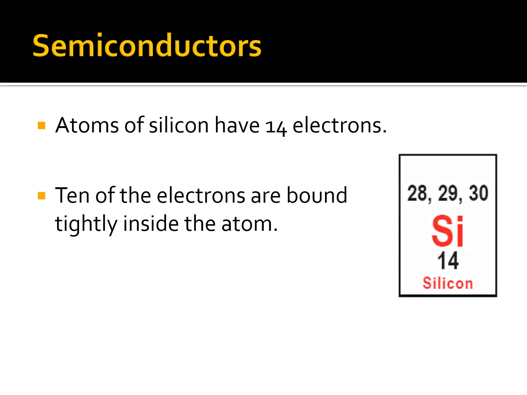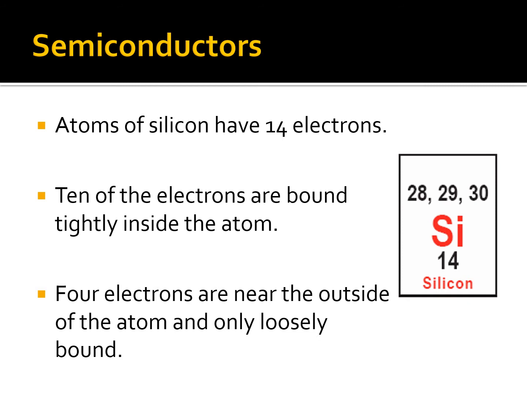Atoms of silicon have 14 electrons. 10 of the electrons are bound tightly inside the atom. 4 electrons are near the outside of the atoms and only loosely bound.